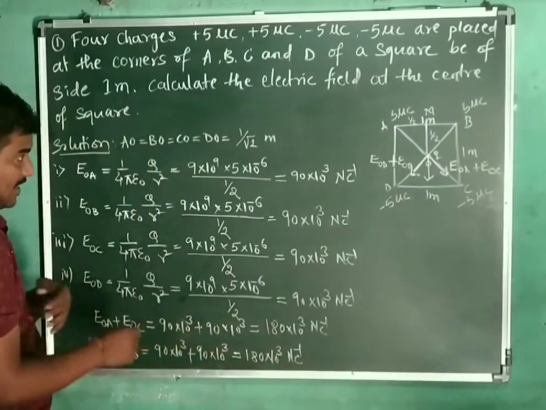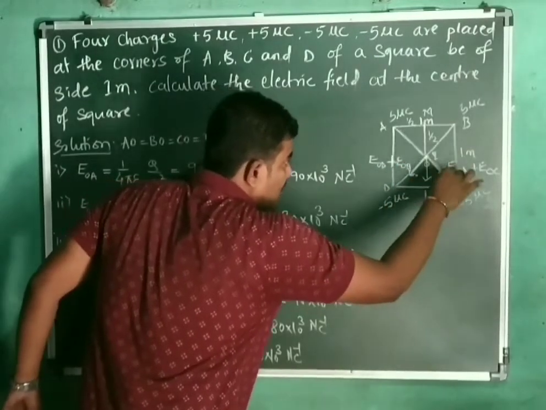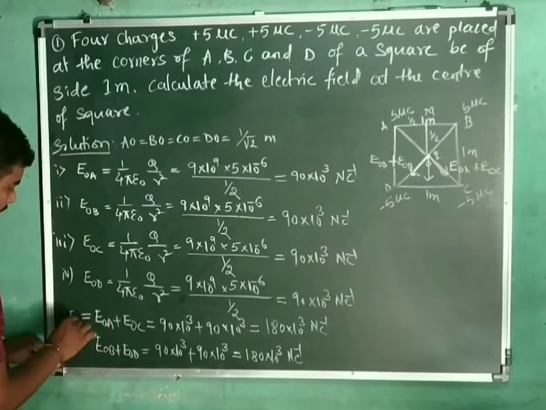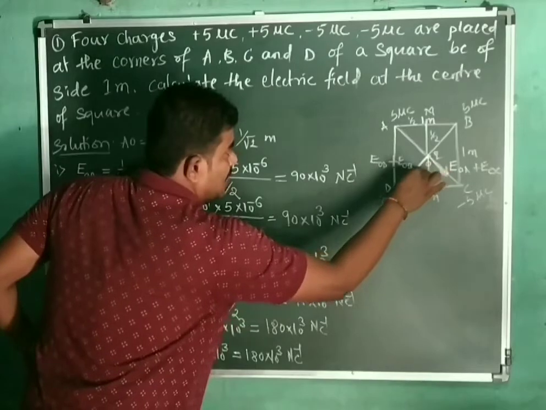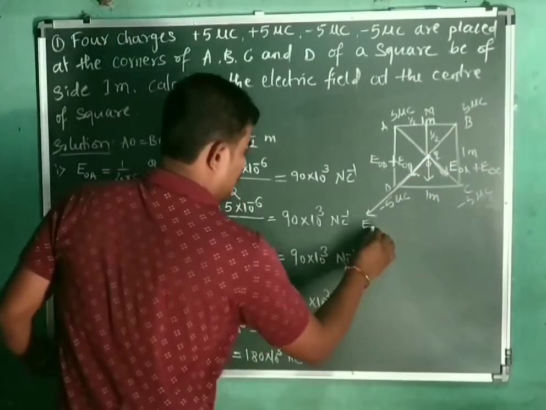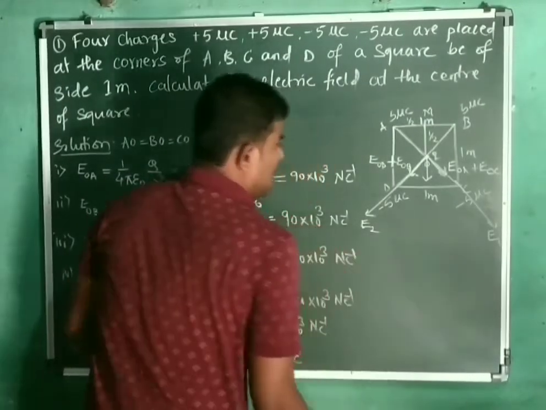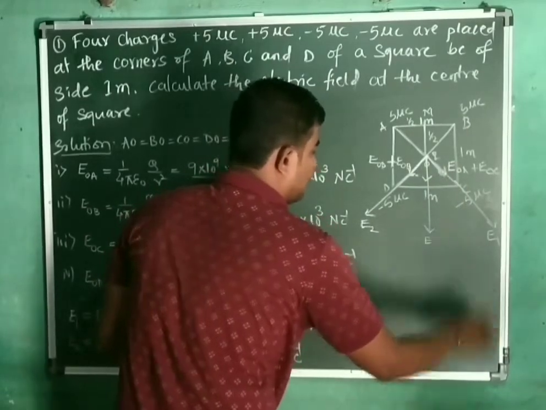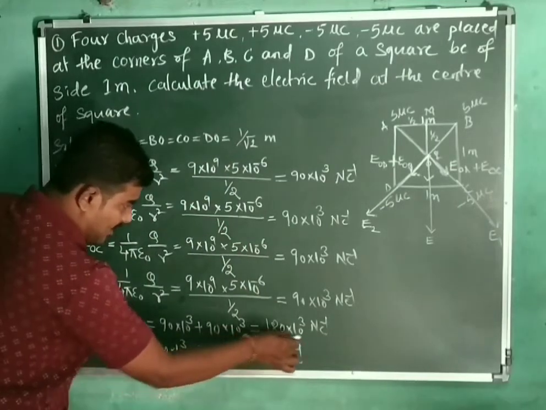Okay, see here these two vectors: one is in this direction, another one is in this direction. Let us call them E1 and E2. Now this one is E2 and this one is E1. The resultant of these two will be in this direction. This is the resultant. Remember E1 and E2 have the same magnitudes.